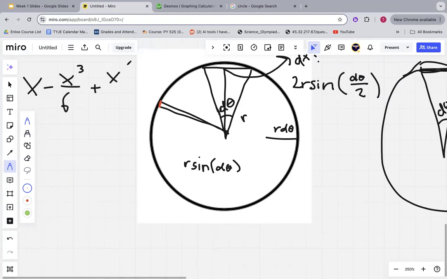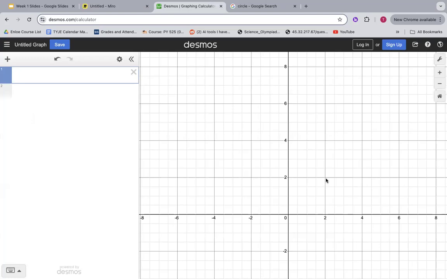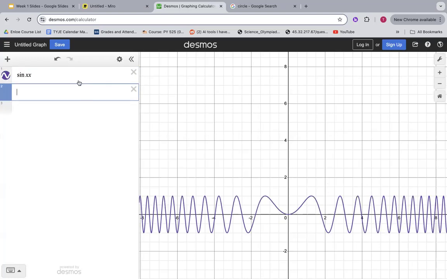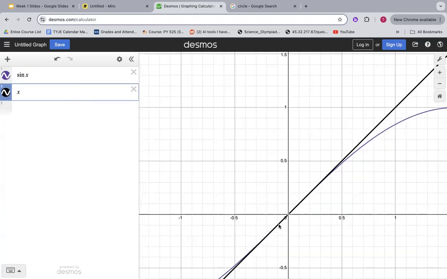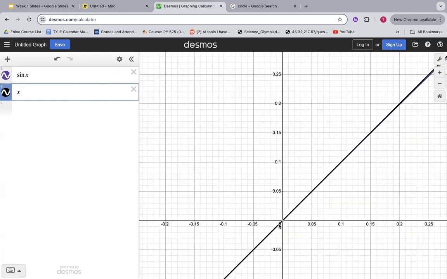Plus x to the fifth over 5 factorial, and so on. It's like 120, right? And then minus dot dot dot. So since d theta is really small, we can use our approximation, because we showed from the graph that for small values, they look really, really similar.